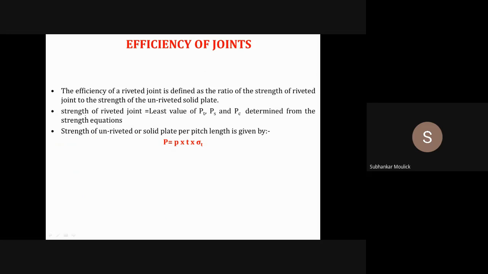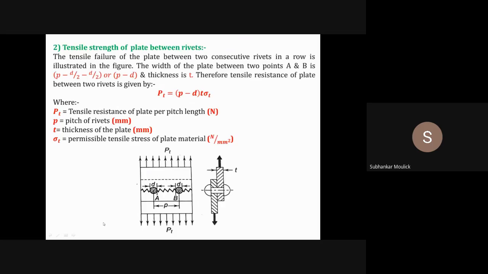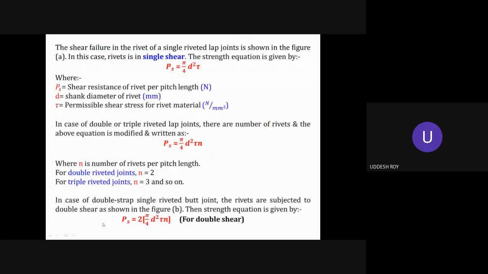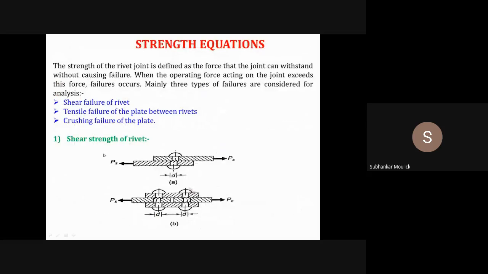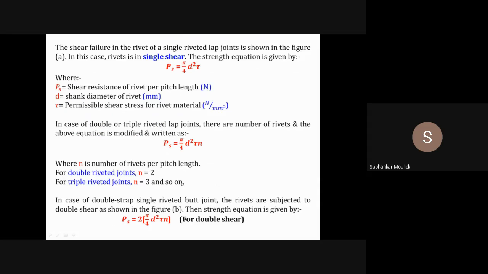So eta is nothing but the strength of the rivet joint divided by the strength of the unriveted solid plate. The strength of the rivet joint is given by the least value of Pt, Ps, and Pc that we have determined from the strength equations. That means, first of all, whichever value comes out lowest will be taken. In order to find out the efficiency of the rivet joint, what you need to find out first is the shear strength of the rivet joint using the correct formula.